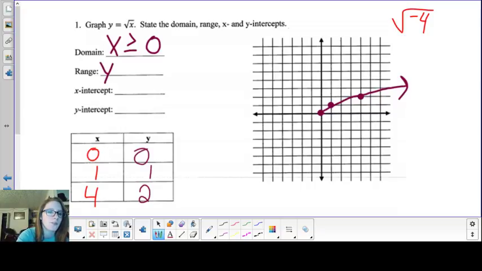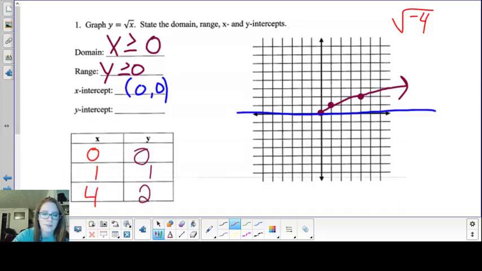Same thing with my y's. They're also getting bigger, and it's getting bigger than my smallest y value, which is 0. The x-intercept is where it hits the x-axis. So here's my x-axis right here. And that hits at 0, 0.